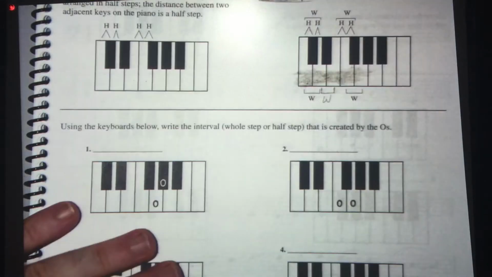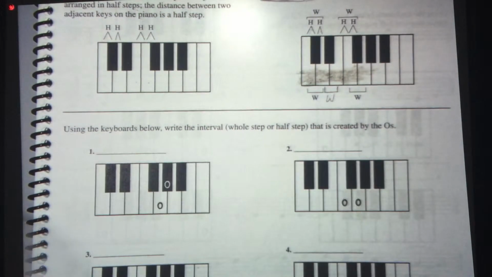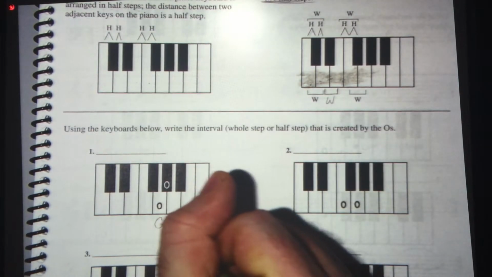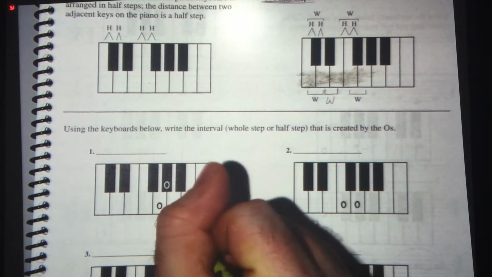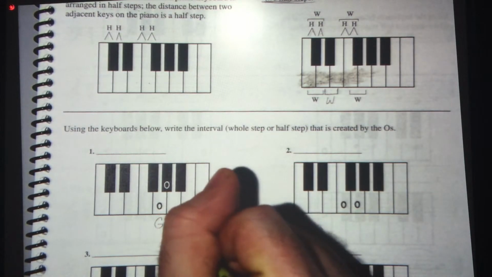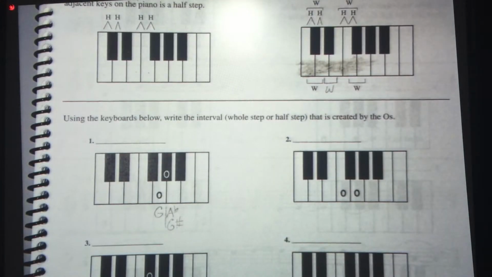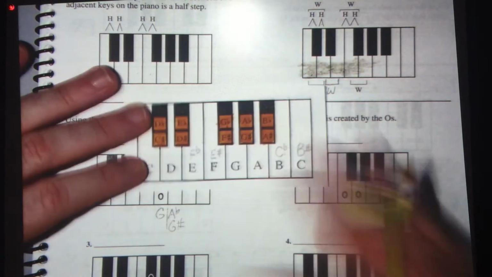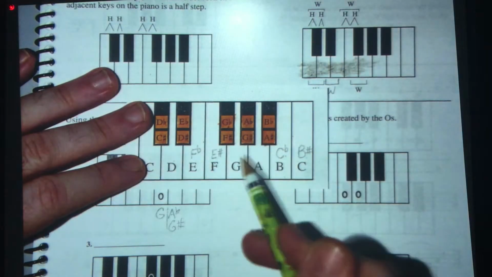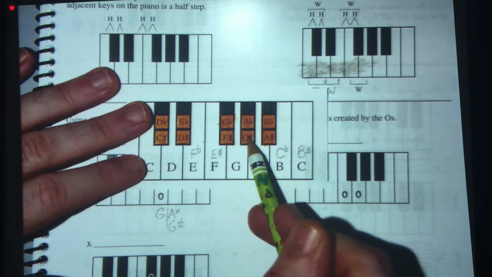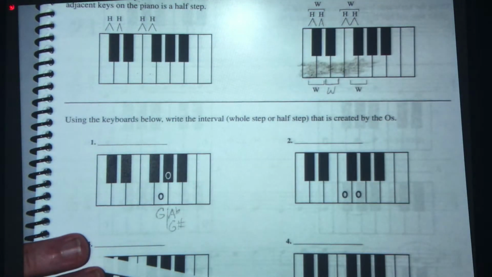Let's go ahead down here to number 1. Using the keyboards below, write the interval, whole step or half step, that is created by these O's here. So number 1, I'm going to recommend this. Know your note names. G to A flat, also called G sharp. Notice I stack them like this. So, let's check out our keyboard. G to A flat, also called G sharp. Is that a half step or a whole step? It's a half step, so we're going to write half step.